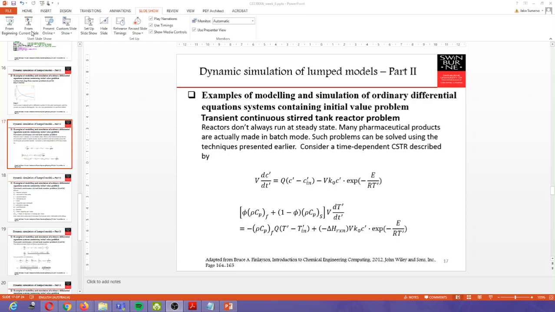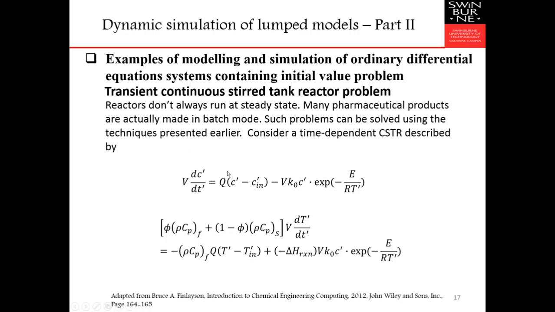In the week 6 lecture, we will cover an example of modeling and simulation for a stiff system. A stiff system is a system that has different dependent variables with different time characteristics. In this particular example, we will discuss a transient continuous stirred tank reactor problem.